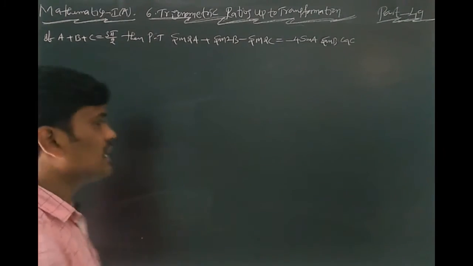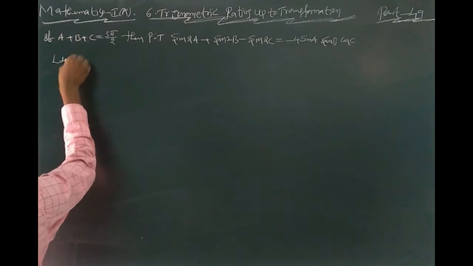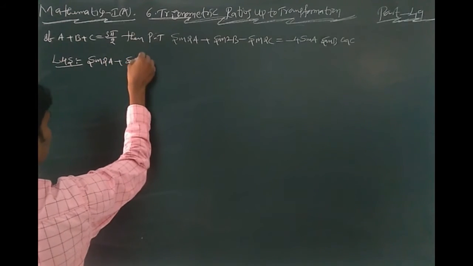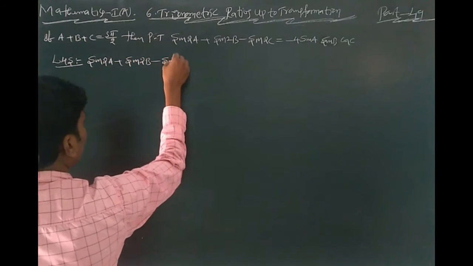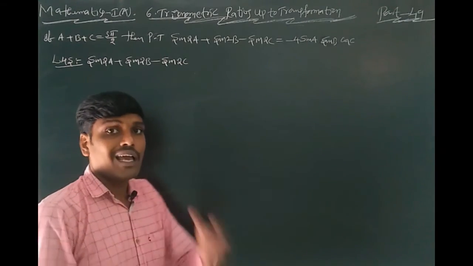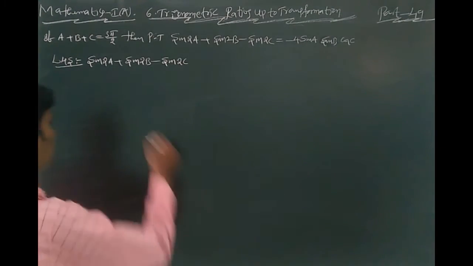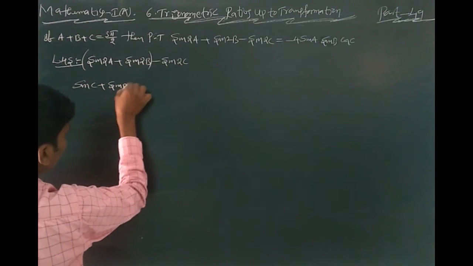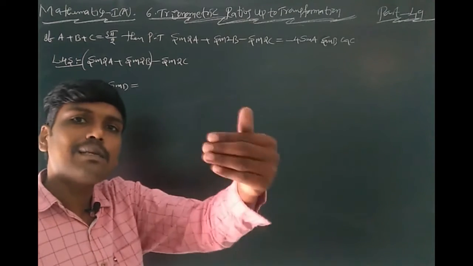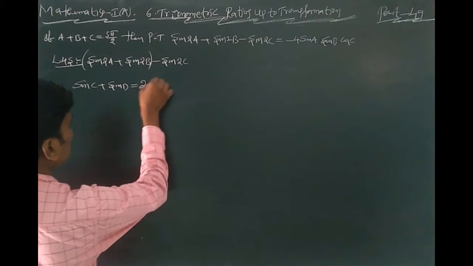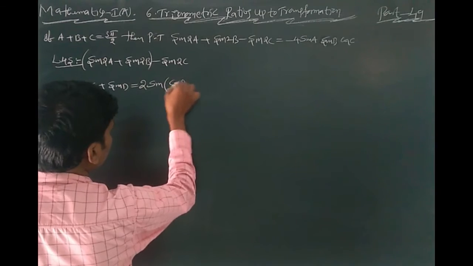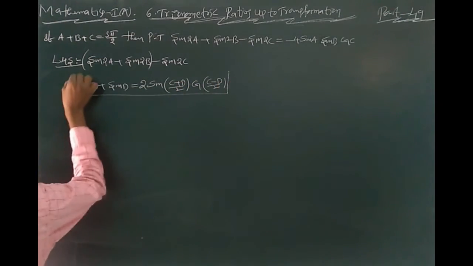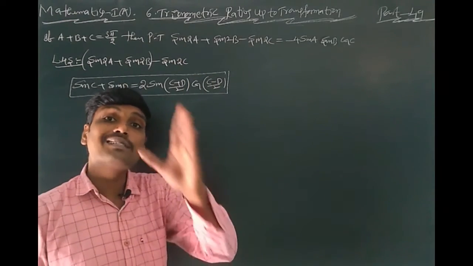First of all, you have to take this problem's LHS part. What is the LHS part? Sin 2a plus sin 2b minus sin 2c. In this LHS part, you can take the first two terms and use the sin c plus sin d formula. What is the formula of sin c plus sin d? 2 sin of c plus d by 2 cos of c minus d by 2.